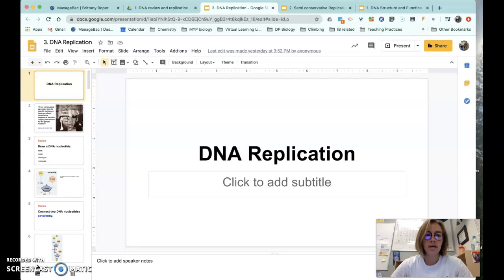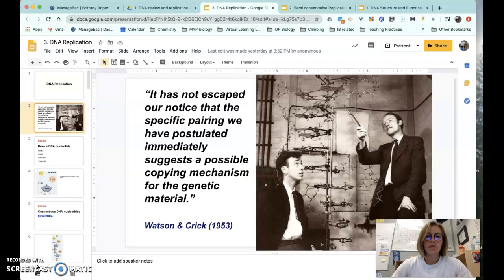Now to actually learn how DNA replicates, we've done a bit of this in class. If you remember, we started this together, but the model we built was typically with our human bodies. And so, again, Watson and Crick's famous phrase: "It has not escaped our notice that the specific pairing we have postulated immediately suggests a possible copying mechanism for the genetic material."